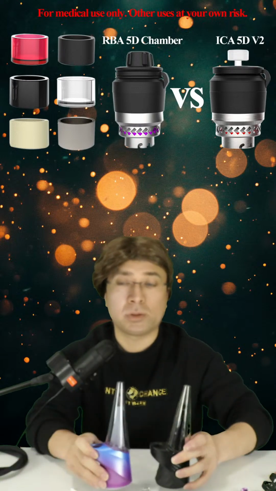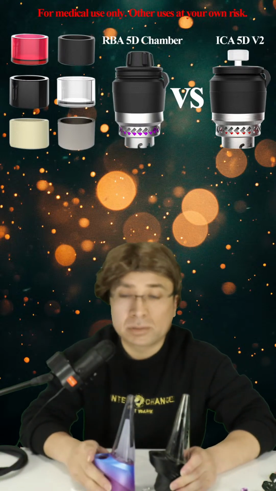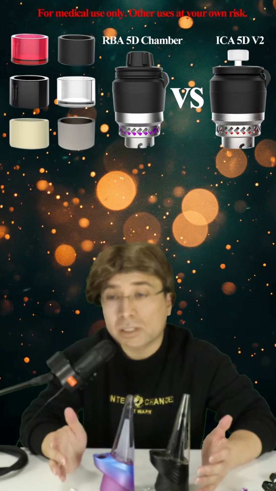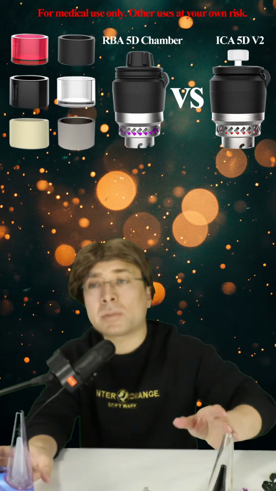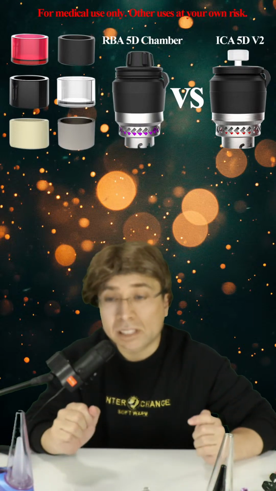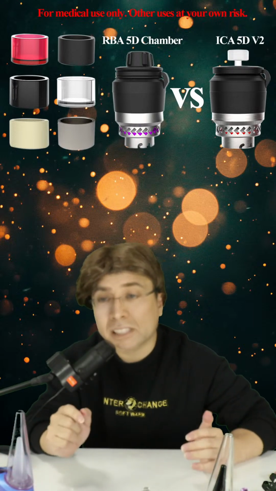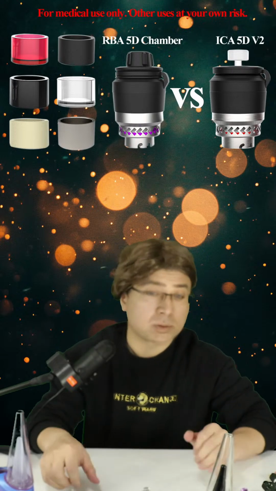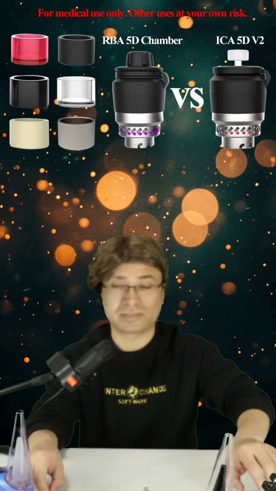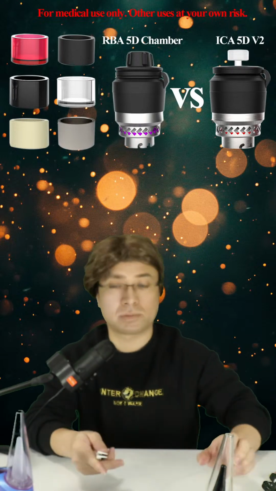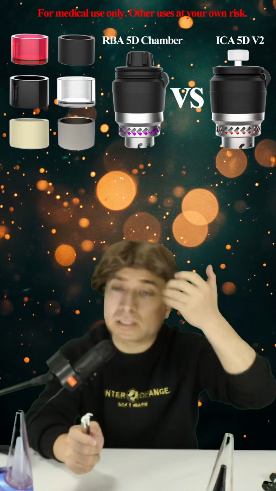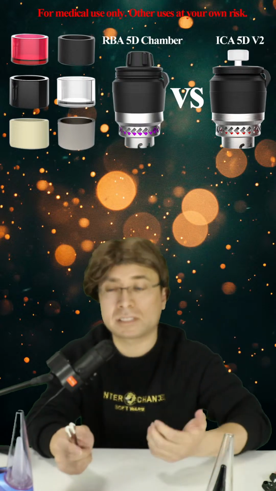So the RBA chamber can only work on pictorial, but the ICA 50 V2 chamber works on both party and pictorial. And they have 6 kinds of inserts for these two versions.